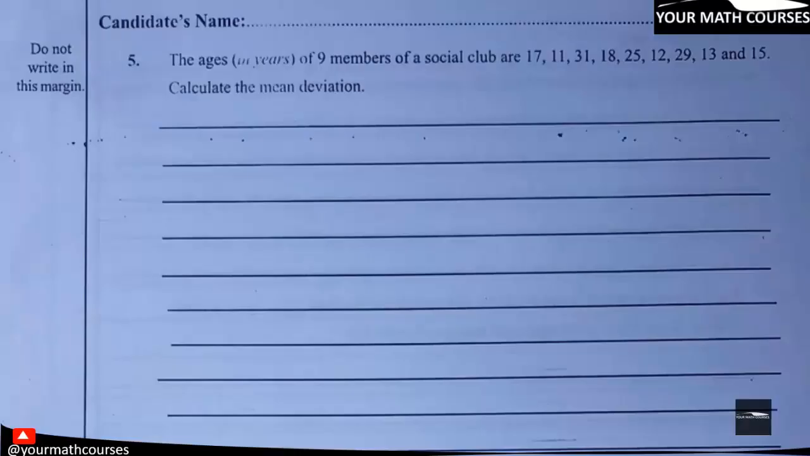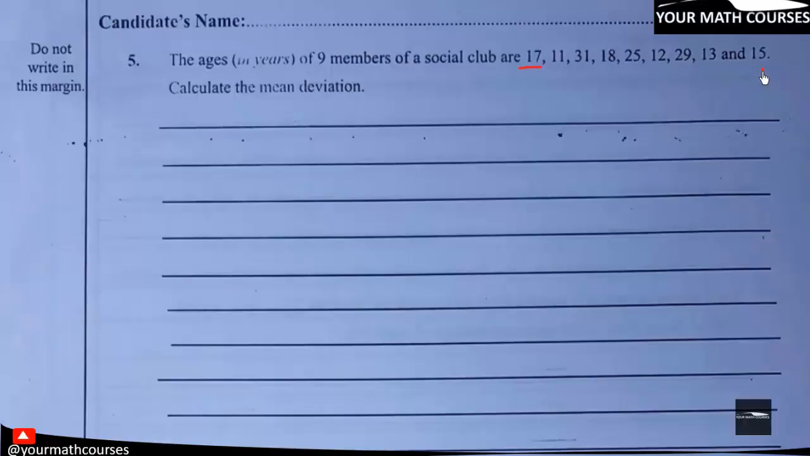Mean deviation, I would say, is the average of the deviations from the mean of these numbers. So we first of all have to calculate the mean. Then we find the deviations from the mean. Then we find the average. The ages in years of 9 members of a social club are 17, 11, 31, 18, 25, 12, 29, 13, and 15. Calculate the mean deviation.